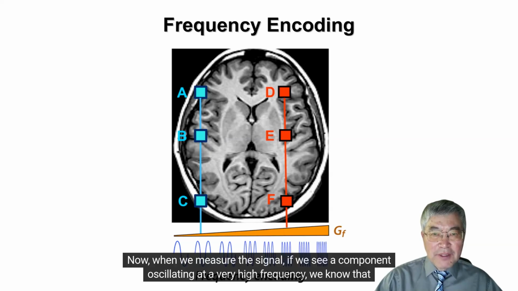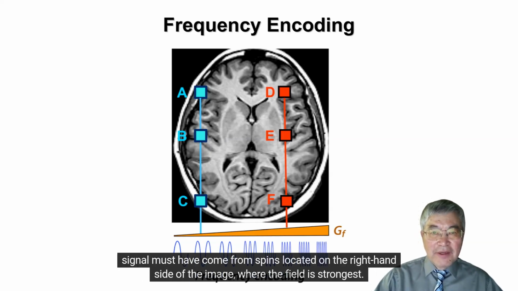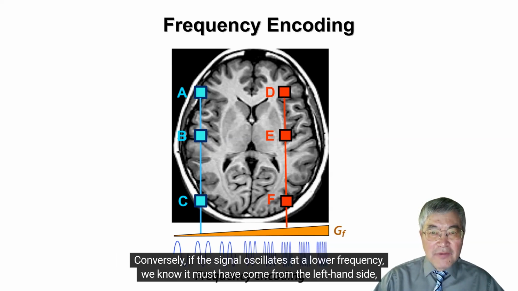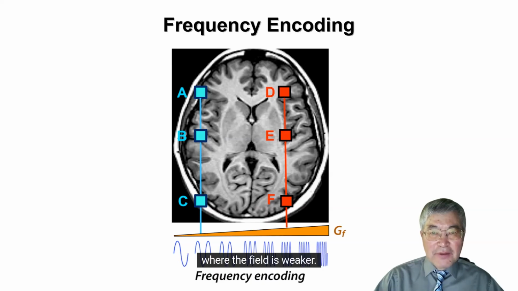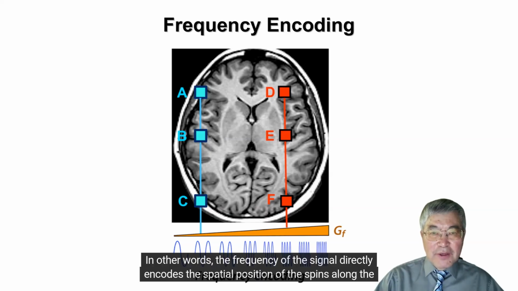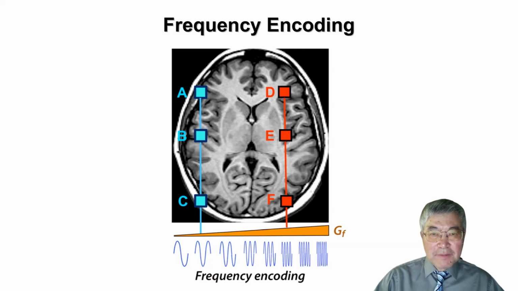Now, when we measure the signal, if we see a component oscillating at a very high frequency, we know that signal must have come from spins located on the right-hand side of the image where the field is strongest. Conversely, if the signal oscillates at a lower frequency, we know it must have come from the left-hand side, where the field is weaker. In other words, the frequency of the signal directly encodes the spatial position of the spins along the direction of the gradient.